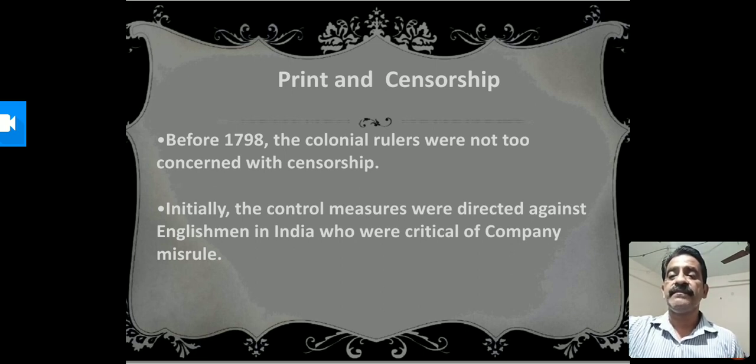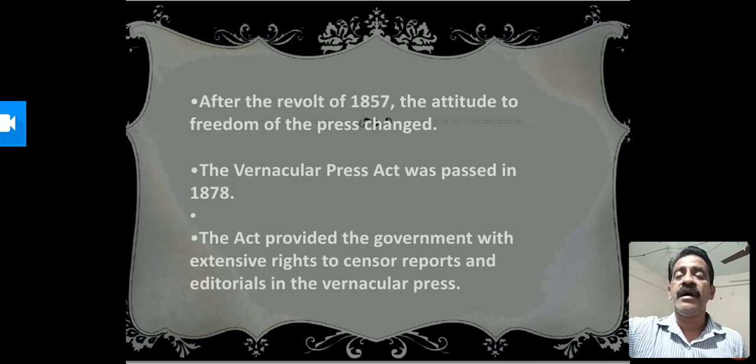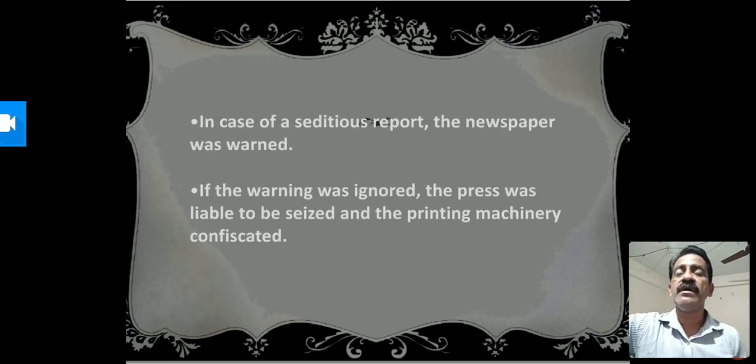Print and censorship. Before 1798, the colonial rulers were not too concerned with censorship. Initially, the control measures were directed against Englishmen in India who were critical of company misrule. After the revolt of 1857, the attitude to freedom of the press changed. The Vernacular Press Act was passed in 1878. The act provided the government with extensive rights to censor reports and editorials in the vernacular press. In case of a seditious report, the newspaper was warned. If the warning was ignored, the press was liable to be seized and the printing machinery confiscated.